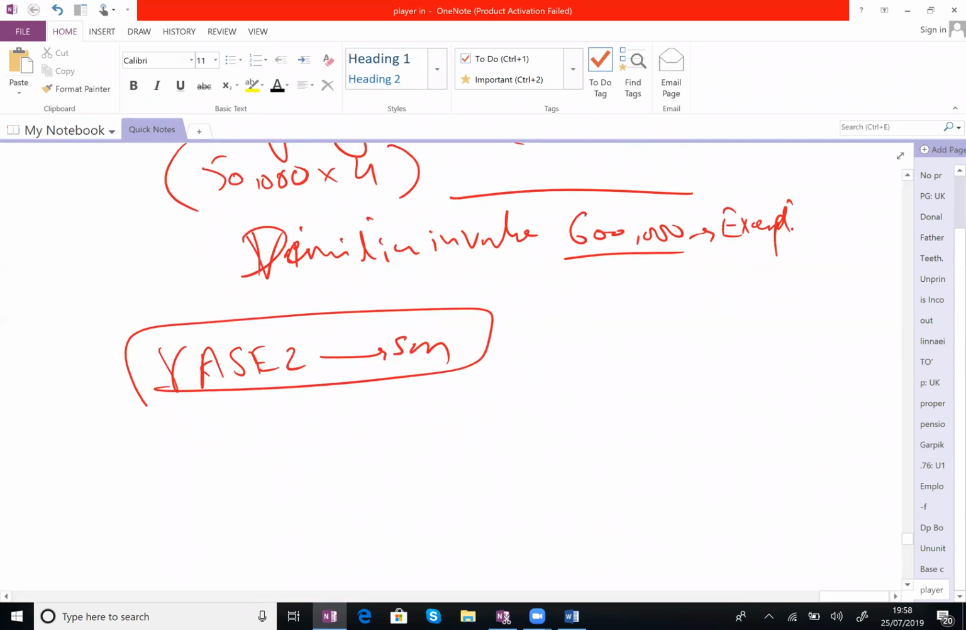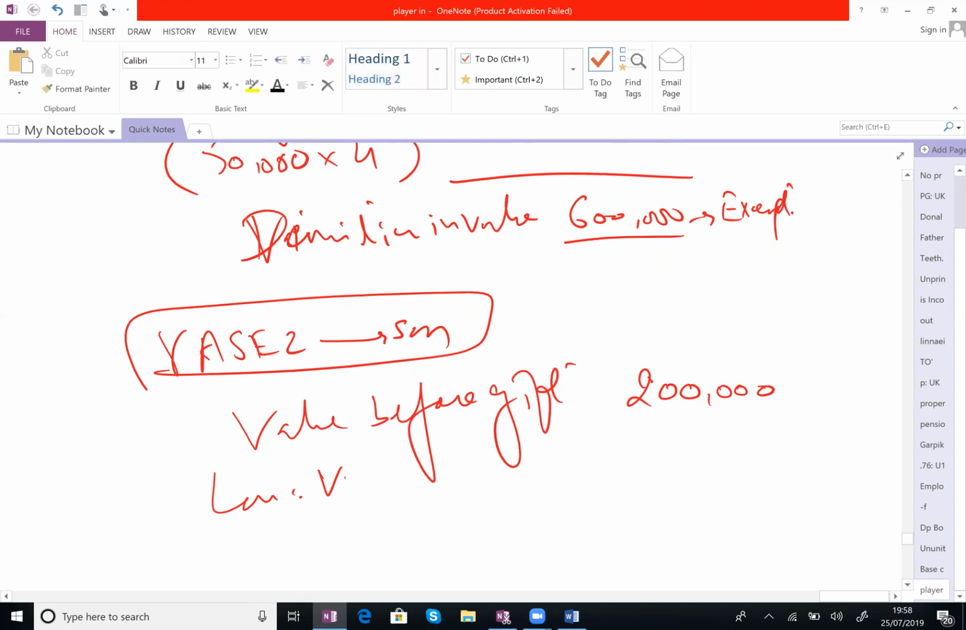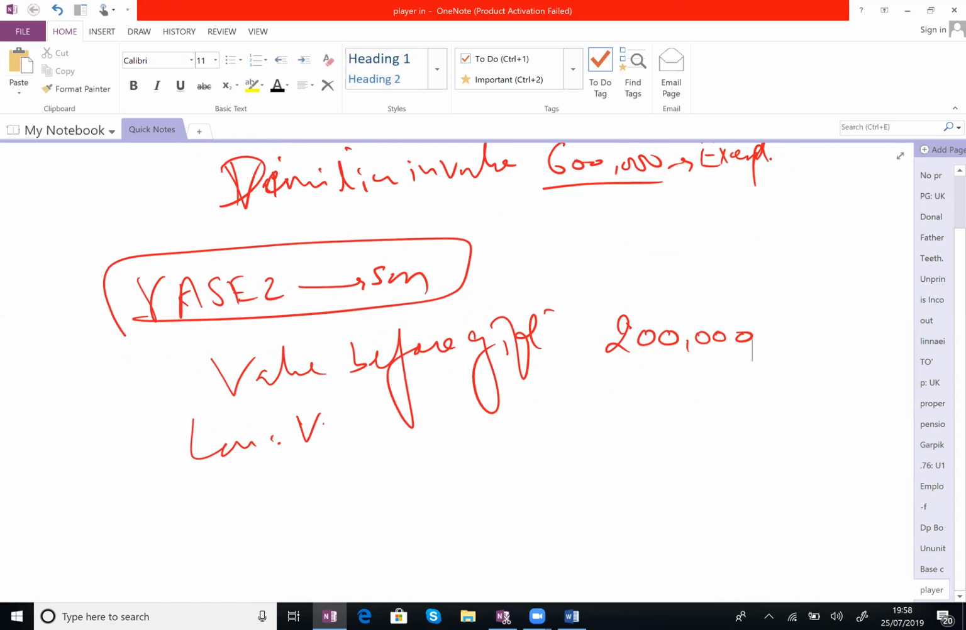Now tell me, before gifting the second vase to your son, how many vases do you have before the gift? Four. Four vases have a value of 2 lakhs. How 2 lakhs? 50,000 is the per vase value and 4 in total is 2 lakhs.